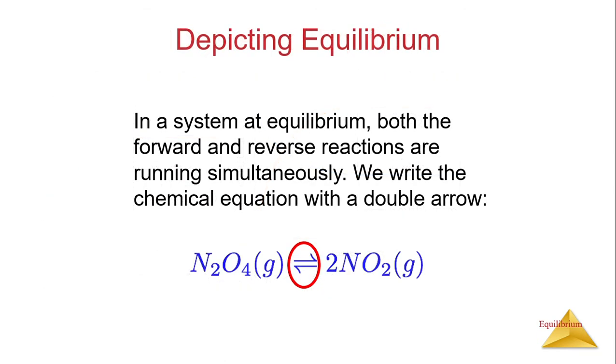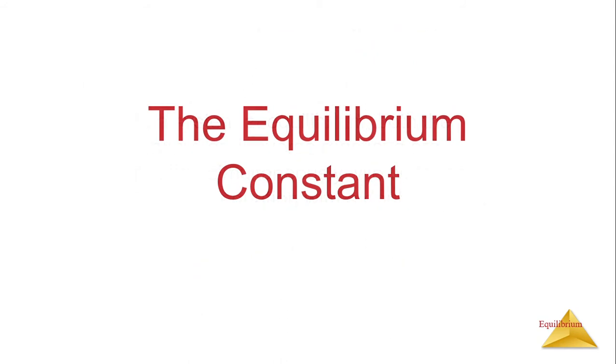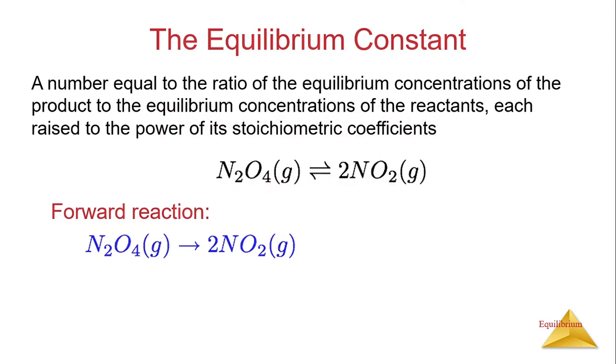In a system at equilibrium, both the forward and reverse reactions are running simultaneously. Tatandaan nyo yan, ha? So, patuloy pa rin na nagaganap yung chemical reaction at equilibrium. So, we write the chemical equation with a double arrow just like this one. Okay, now the equilibrium constant. So, what do you mean by equilibrium constant? This is a number equal to the ratio of the equilibrium concentrations of the product to the equilibrium concentrations of the reactants, each raised to the power of its stoichiometric coefficients.